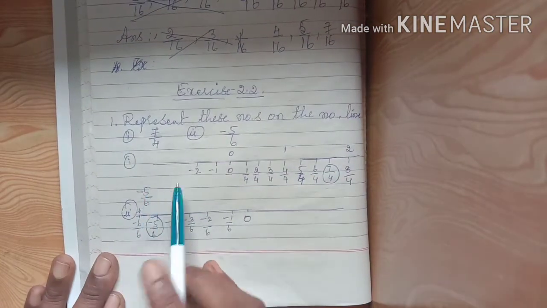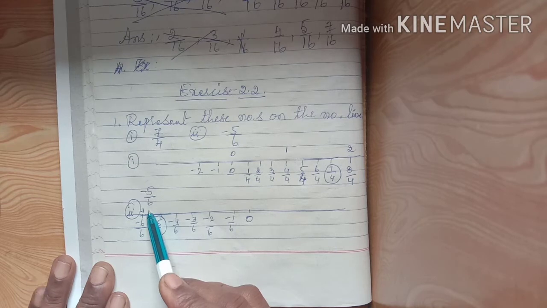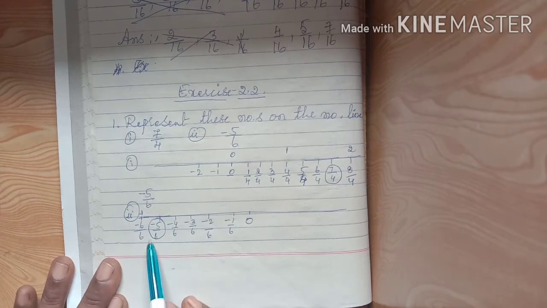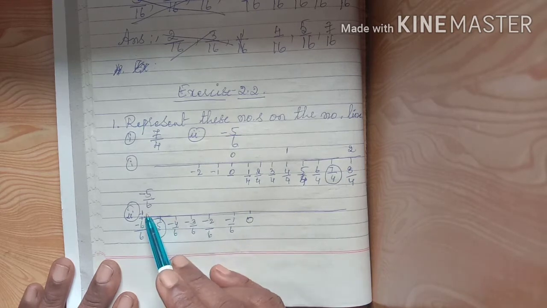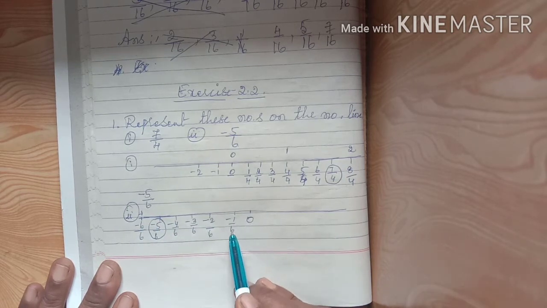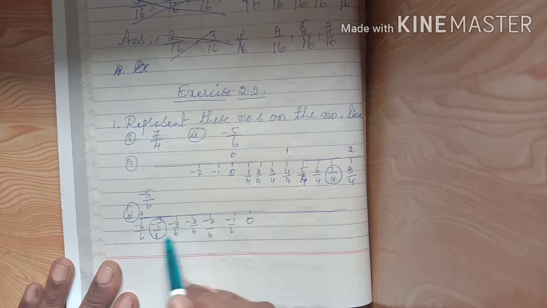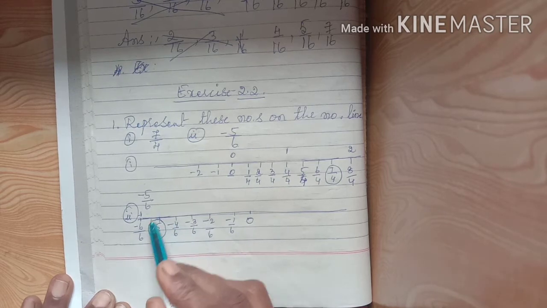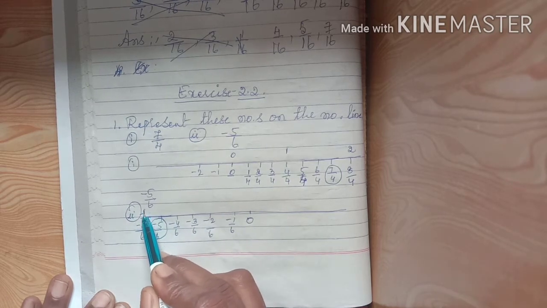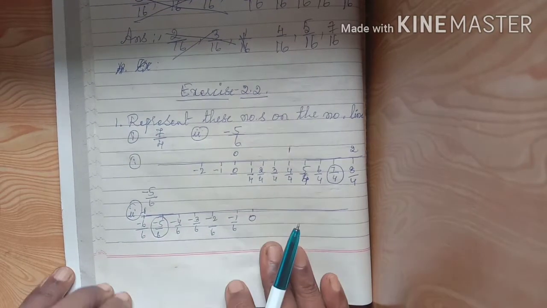Now the next problem is minus 5 by 6. How to locate minus 5 by 6 on the number line? Here minus 5 by 6 is a negative number. Is it not? 0, minus 1 by 6, minus 2 by 6, minus 3 by 6, minus 4 by 6, minus 5 by 6. Yes or no, children? So now we can locate minus 5 by 6 between minus 1 and 0. This is how we have to represent on the number line, children.